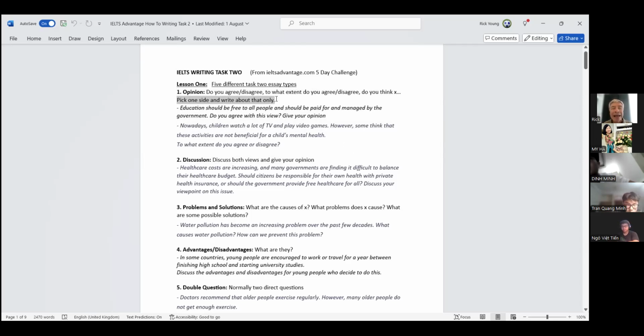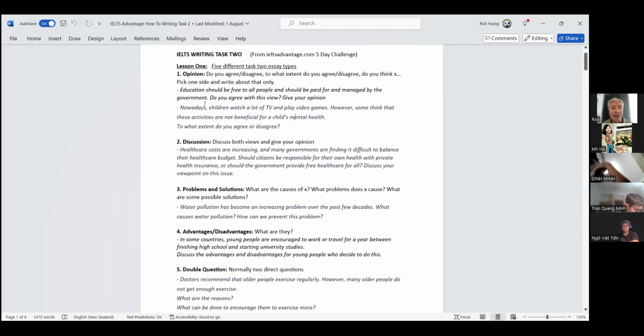Good. Okay, so in an opinion essay, you just choose one side, and you write only about that side. So if you agree, for example, that education should be free for everyone, all your essay will be about that. It won't be about any disadvantages. Or if you disagree that education should be free, all your essay will be about why you disagree. It won't be about any reasons why you might agree. So with opinion essays, you just choose one side. That is the main difference between an opinion essay and the other sorts of essays.